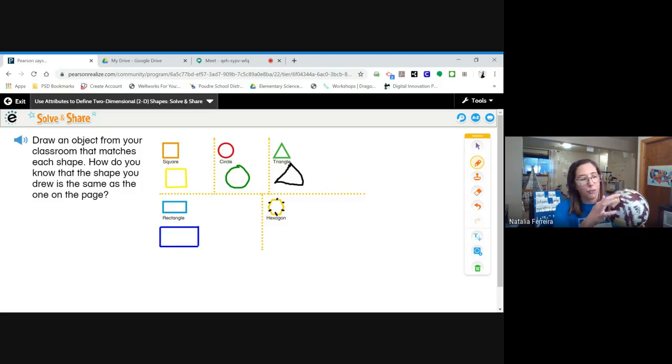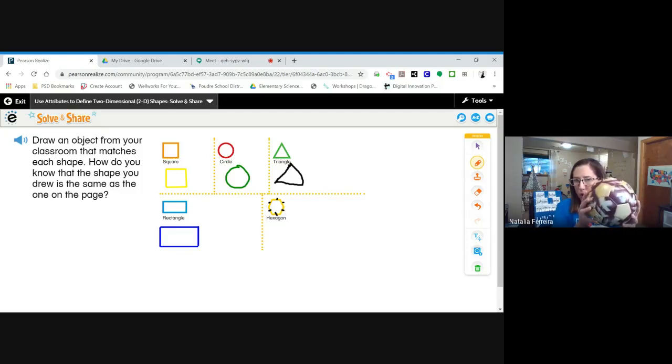I am not looking for a pentagon. I am looking for a hexagon. A hexagon has 6 sides. So if I turn it and you see the colored ones are hexagons. 1, 2, 3, 4, 5, 6. Okay, hexagons, 6 sides, 6 vertices.